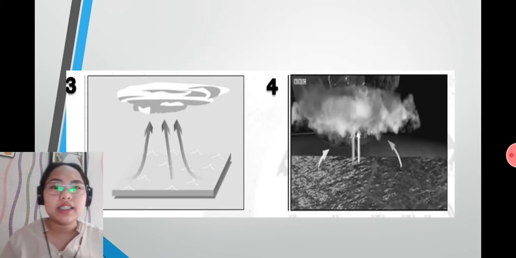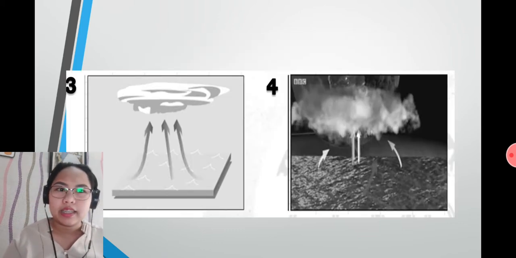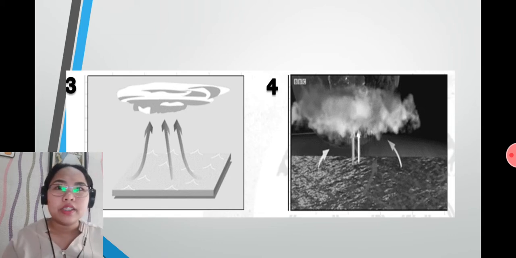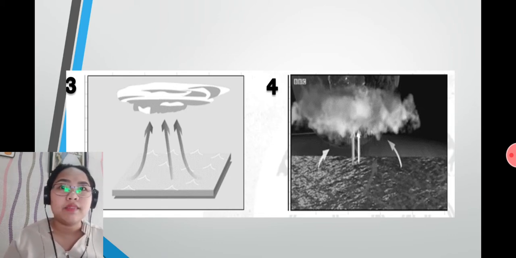How about this third and fourth picture? So now let's proceed to this third picture first. What is your analysis with this third picture? Yes, we can see the process of evaporation. As you can see, there are water vapors that rise above, just like in number 4. So, as an interpretation, both pictures show warm moist water that rises above into the atmosphere, or what we call, yes, the process of evaporation.